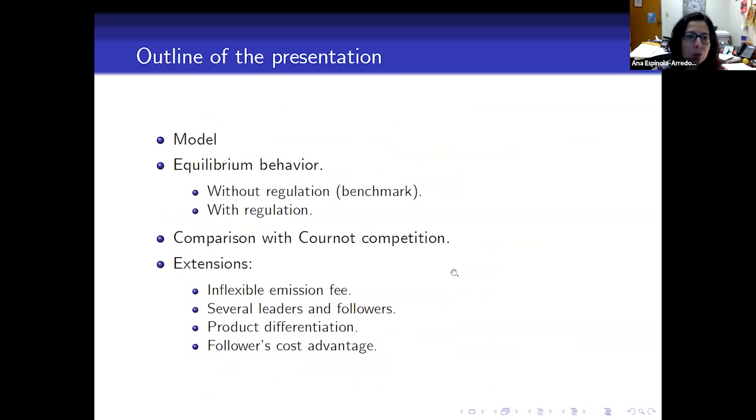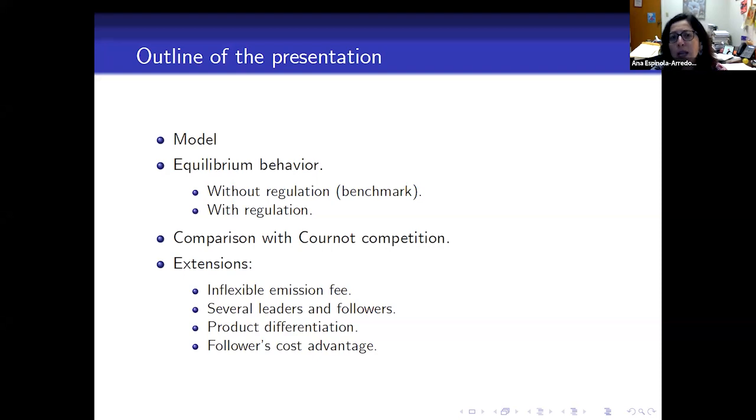So with that, here I will give you the outline of the presentation. I will start with the model. Then I will briefly discuss the equilibrium behavior without regulation. That will be the benchmark. I assume, of course, it's well known, so I will go a little bit faster then. And then I will spend more time talking about the case of regulation. Then I will start providing you comparisons. We will start comparing our results with the case of simultaneous competition. And I will develop some extensions in which we will examine what happens if we have an inflexible emission fee, and if we assume several leaders and followers at the beginning of the model that I will present.